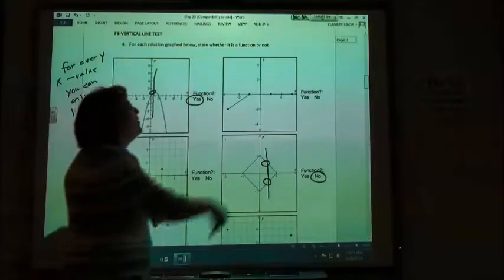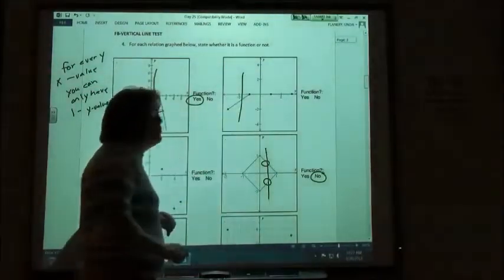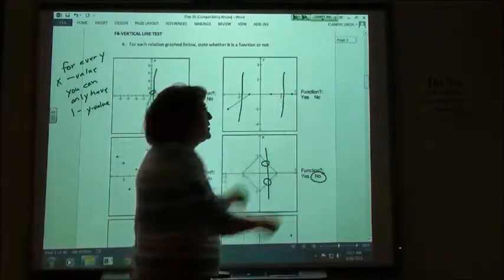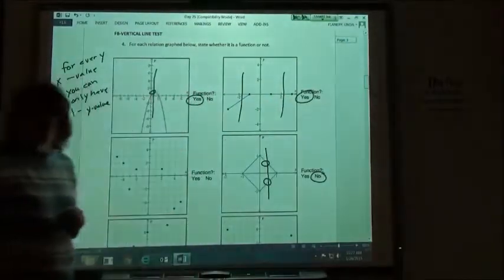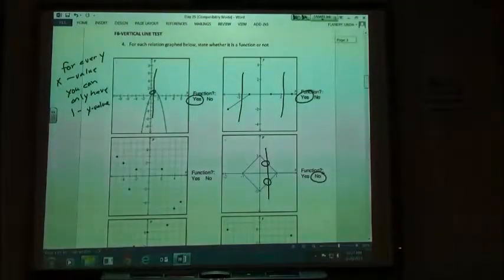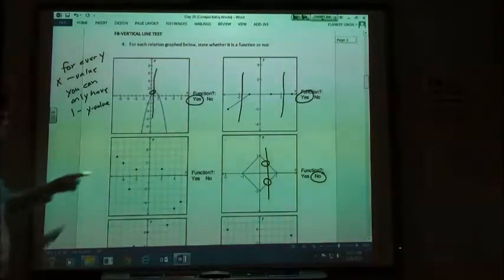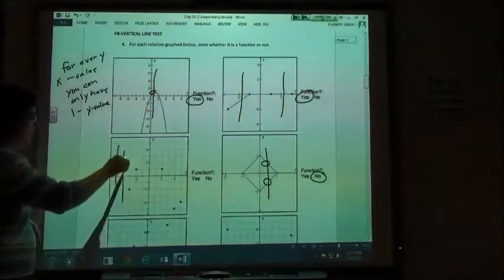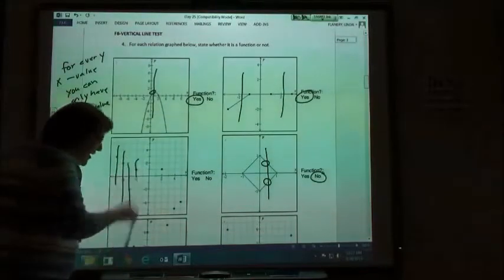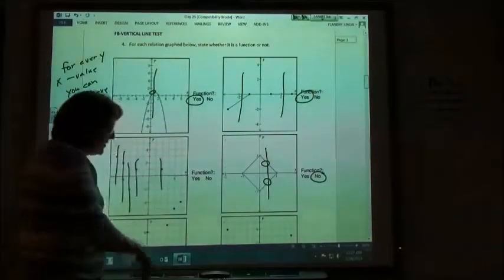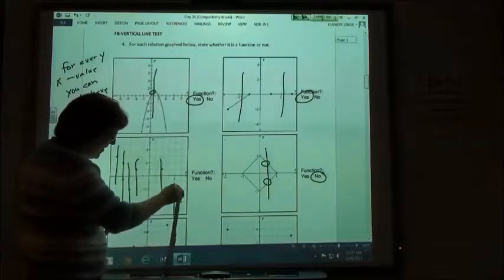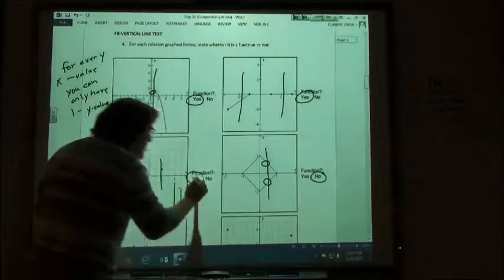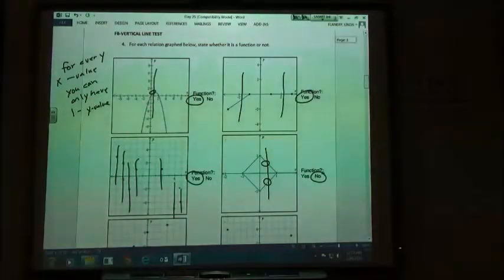So I think about, well, if I drew my line here, it only touches the blue line once. If I had drawn it over here, again, it just touches once. Yes, that's a good function then. It only touches once at any time I can draw a line. On this one, if I drew my line here, it touches one dot, here it touches one dot, and so on. Every one only touches one dot at a time, so yes, that is going to be a function.